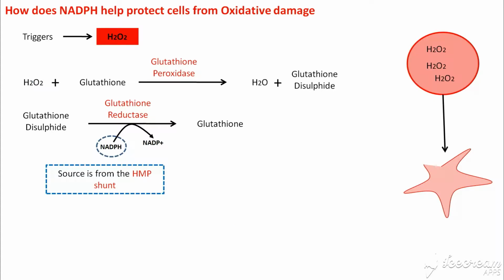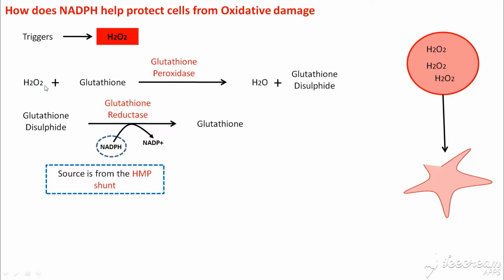Okay, so how does NADPH help protect cells from oxidative damage? Well, there are certain triggers that could happen inside of our bodies, like infection or certain drugs or inflammation, that could lead to the production of oxygen-free radicals like hydrogen peroxide. Now, the most vulnerable cells to hydrogen peroxide or oxygen-free radicals are going to be our RBCs. So it's very important that our cells have a mechanism in order to neutralize these oxygen-free radicals. Now, the way our cells neutralize these oxygen-free radicals is by glutathione.